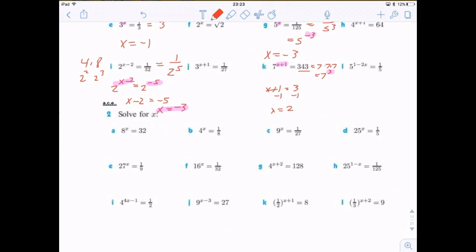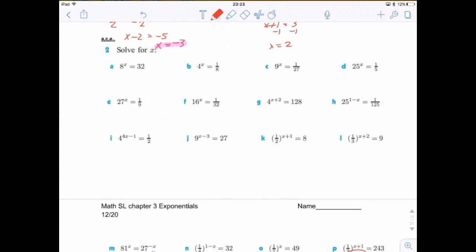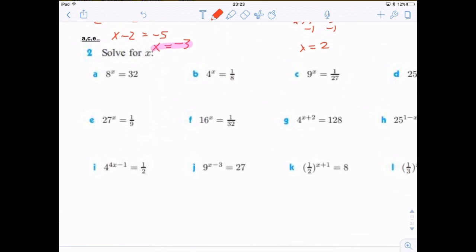All right. Moving on to number 2. Solve for x. 8 to the x equals 32. Okay, in this case, we know that 32 is 8 times 4.